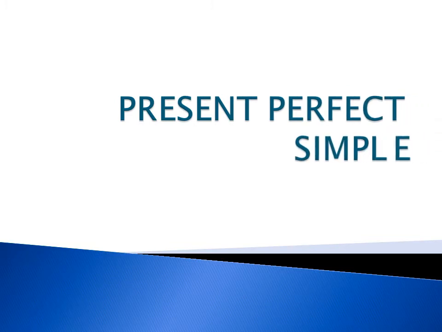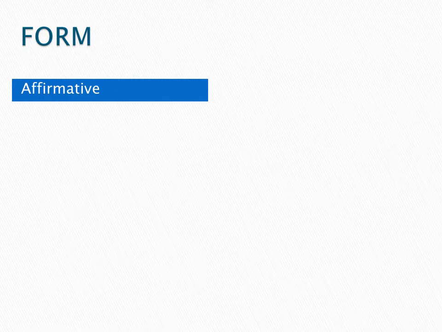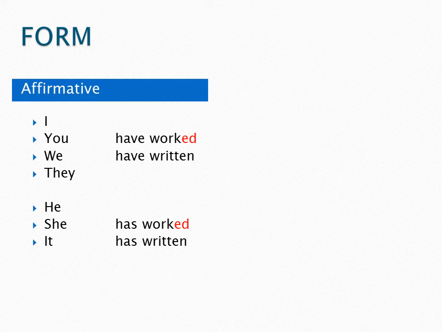Well, today we are going to talk about present perfect simple with the help of this PowerPoint presentation. To begin with, let's mention the different forms or types of sentences that we may find in this tense. For example, affirmative sentences. In this case, we have the subject, the auxiliaries, have or has, and the verbs in past participle. Some things to remember.